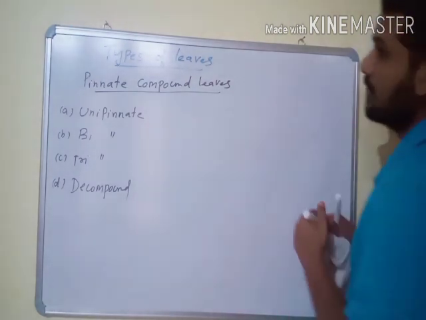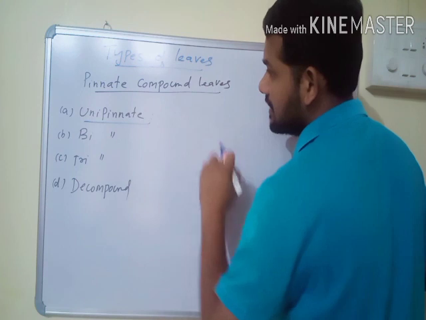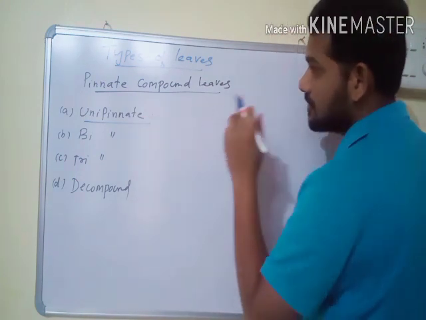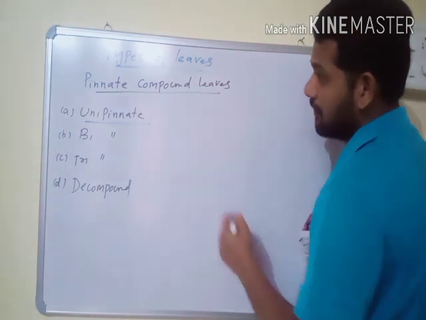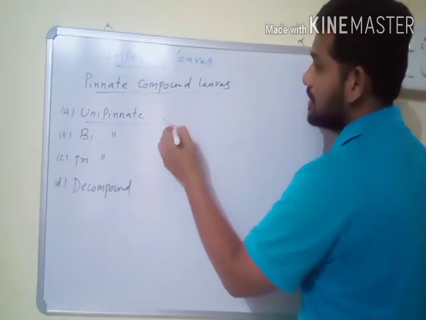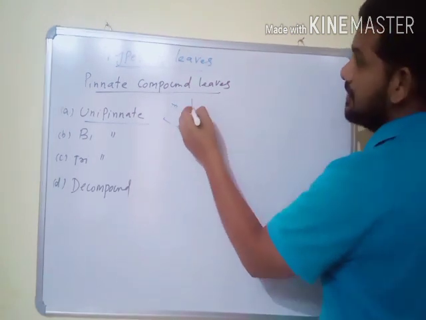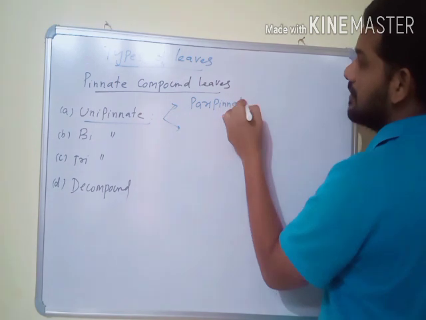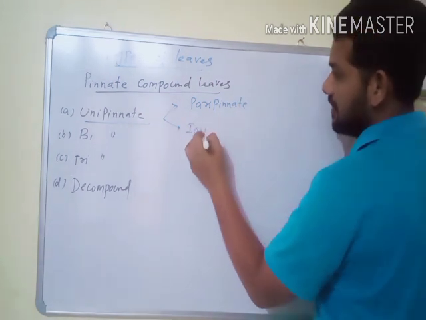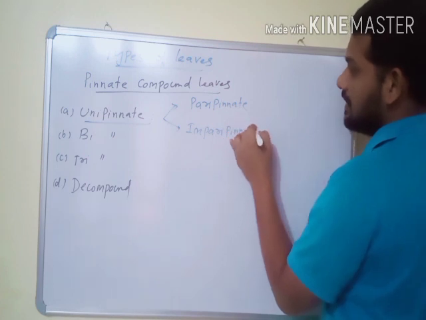First one is unipinnate compound leaf. Uni means single, pinna means pinna. So this compound leaf has only one pinna and leaflets present on the rachis. And depending on the position of leaflets, unipinnate compound leaves are again divided into paripinnate and imparipinnate. Paripinnate compound leaves and imparipinnate compound leaves.